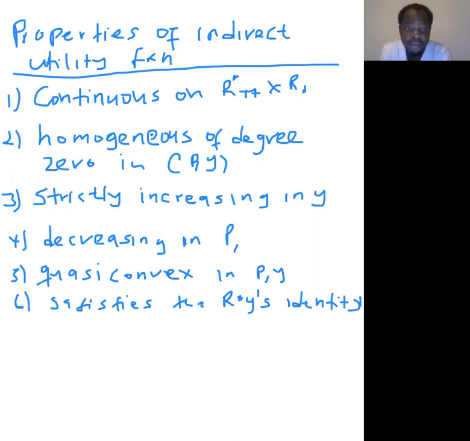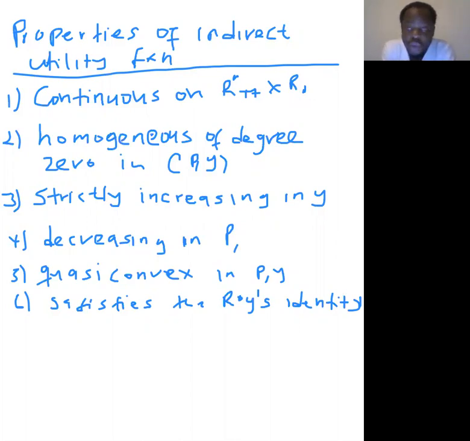And we're going to look at the properties of the indirect utility function. We have 6 main properties. The first one being continuous, homogeneous of degree 0 in prices and income, strictly increasing in Y, decreasing in P, quasi-convex in P and Y, and satisfy the Roy's identity. So I'm going to look at points 2, 3, 4, and 6, but I'm starting with homogeneous of degree 0 in prices and income in this video. And in my next video, I will look at strictly increasing in Y and decreasing in P.